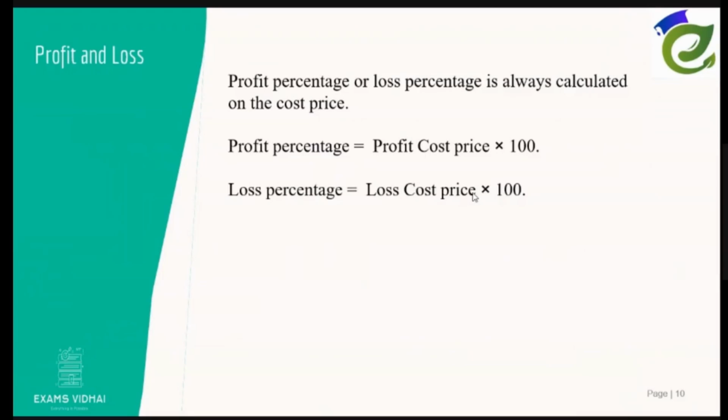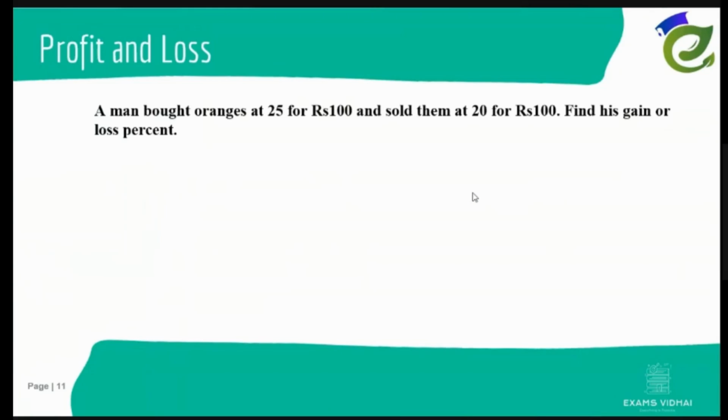Profit percentage or loss percentage is always calculated on cost price. Profit percentage is equal to profit by cost price into 100, whereas loss percentage is equal to loss by cost price into 100.